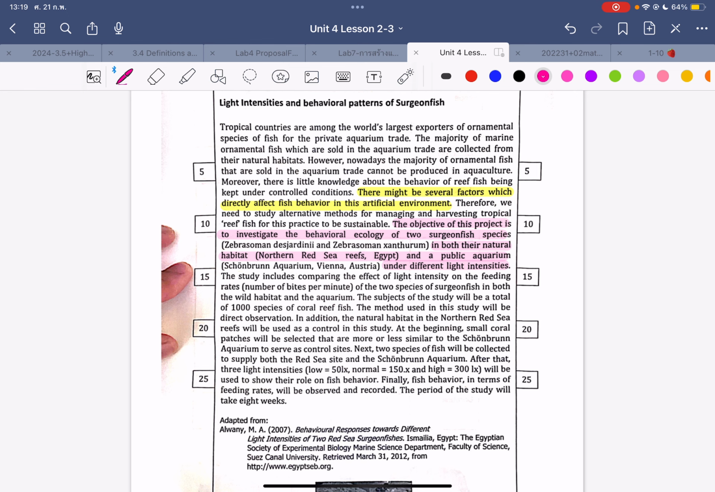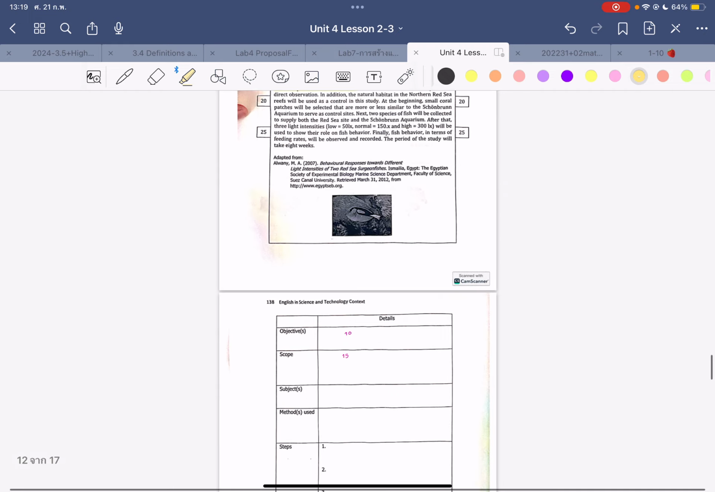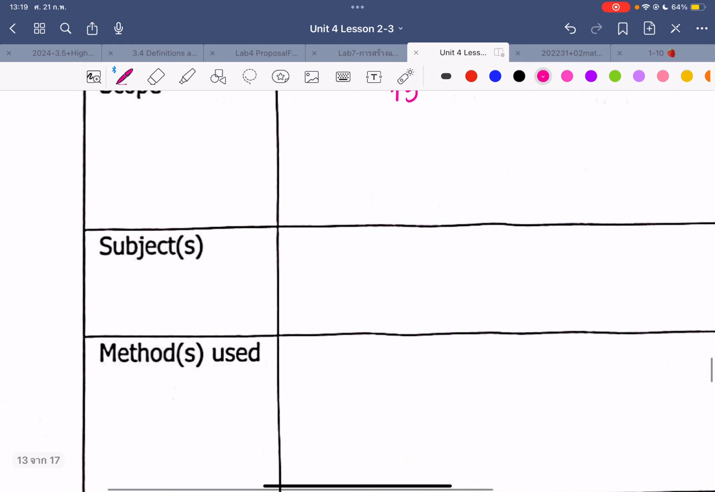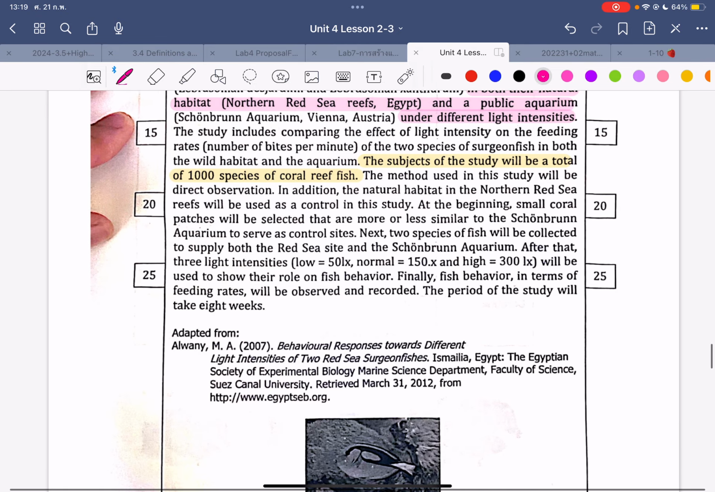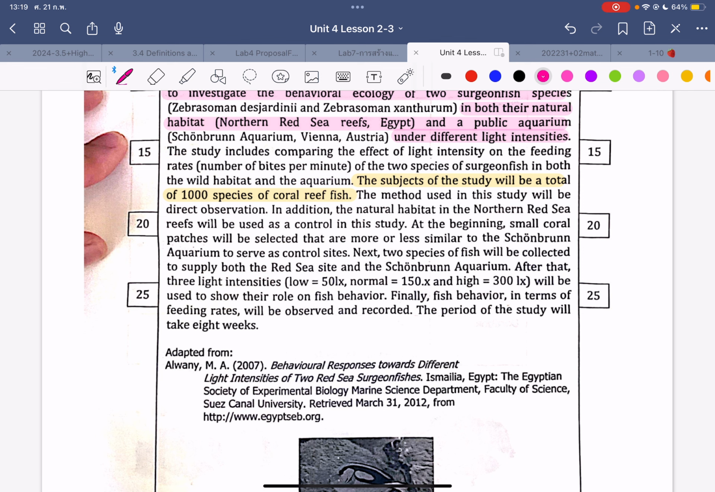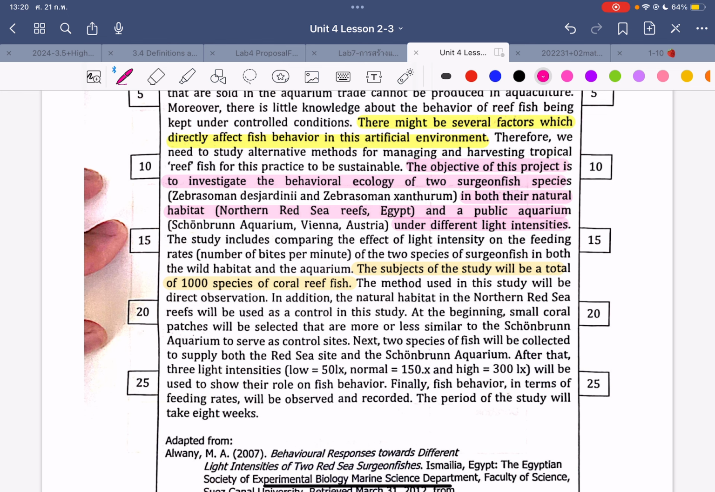So it's aquaculture. Now this fish cannot be bred, they cannot be farmed in an artificial environment. So we really don't know, and also they cannot be produced, and there is not enough information. There is not enough information about the behavior of this fish, and there might be many different factors which affect the behavior of the fish in the artificial environment. Background information done, and that's why, therefore, we need to find alternative ways. This is the rationale, right? Why do we need to do research like this?